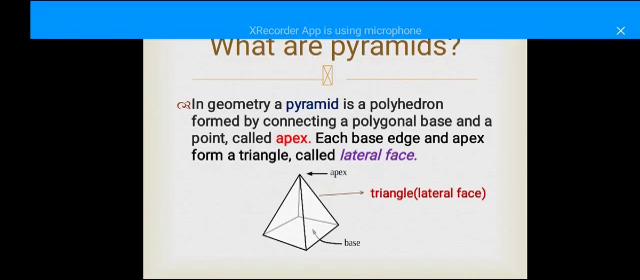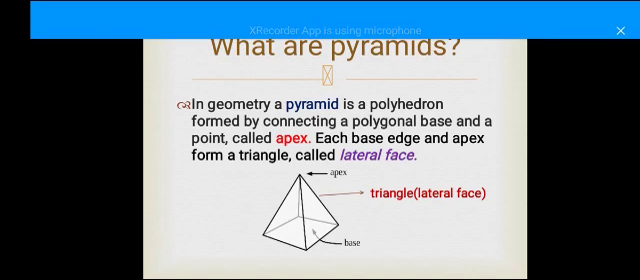Now, when we say a polyhedron, we are talking about a shape that has more than two sides, okay? And basically a solid shape. And when we say a polygonal base, remember polygons are plane shapes. The smallest polygon is the triangle. We have the quadrilaterals and so on. So what that implies is all pyramids must have a plane base, that is the polygonal base. All pyramids have a plane base.